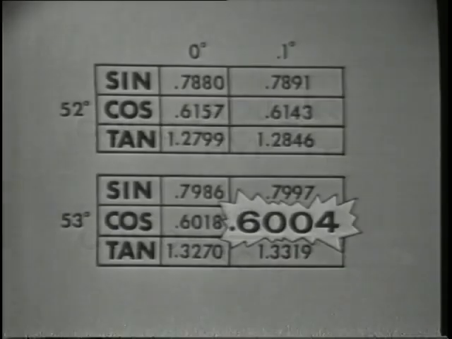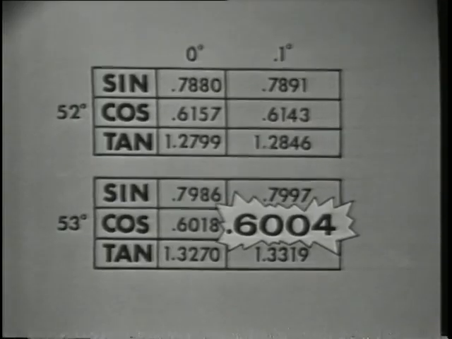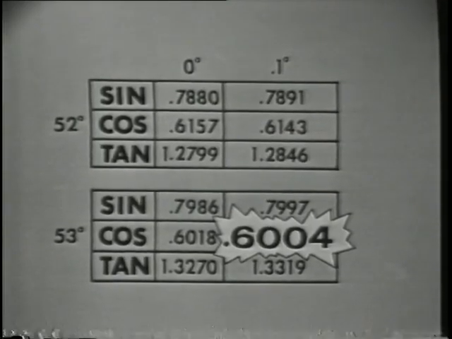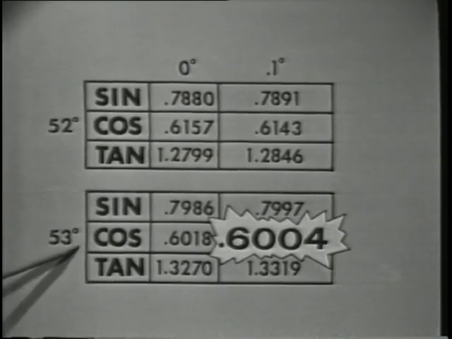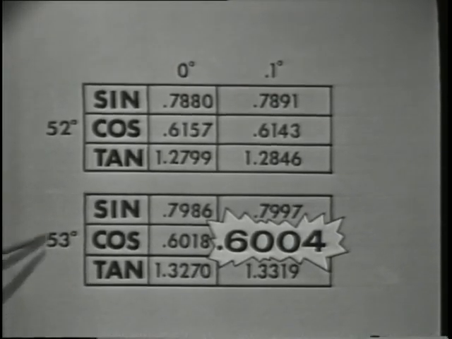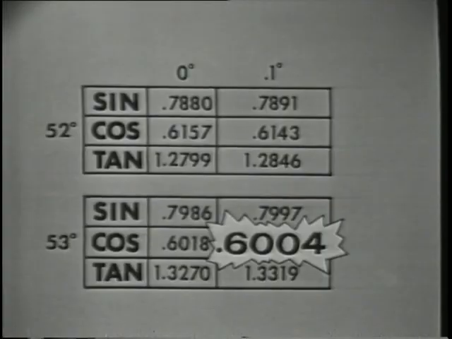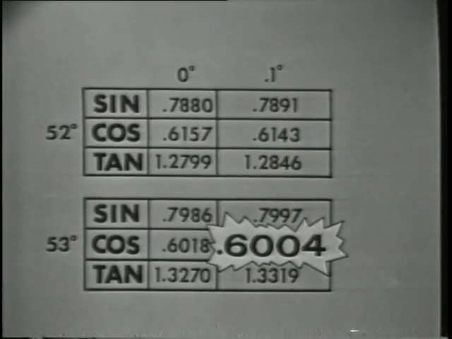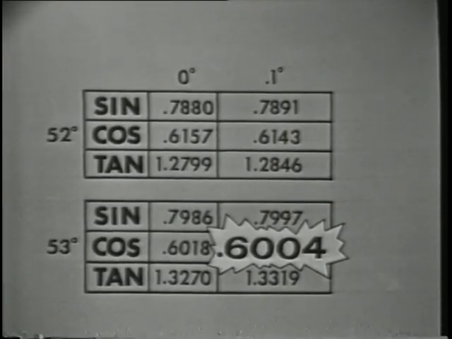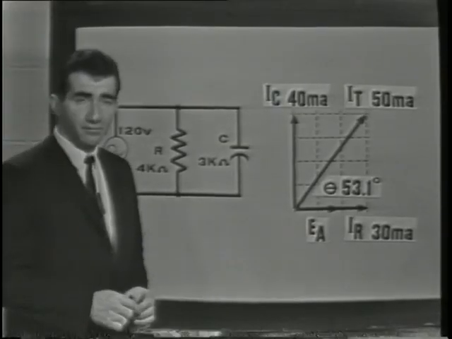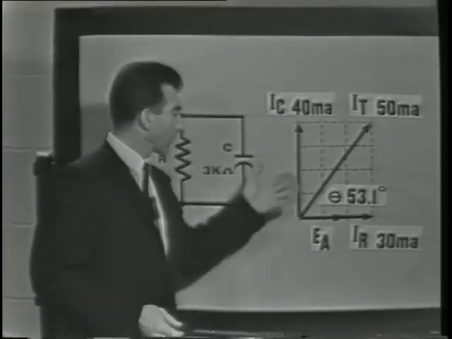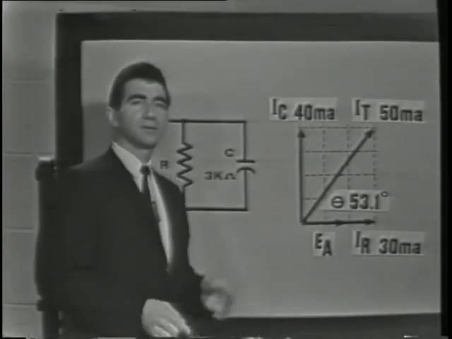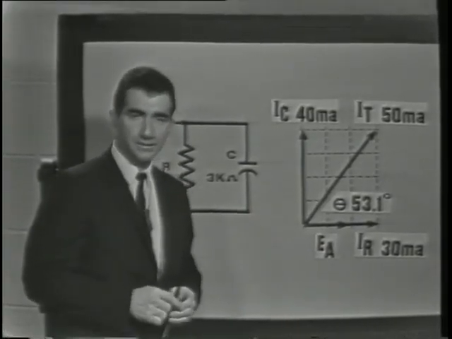So we'll go to the trig tables and find the cosine nearest 0.6, which is 0.6004, and we see that the angle is 53.1 degrees. The procedure is very simple and very accurate. But now that we have the phase angle, what are we going to do with it? Why all this concern over phase difference between current and voltage?